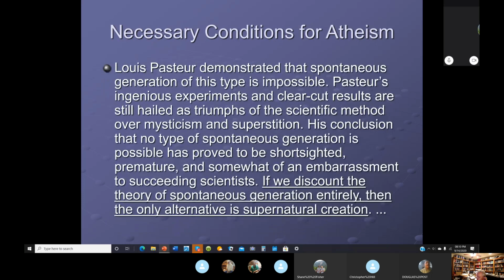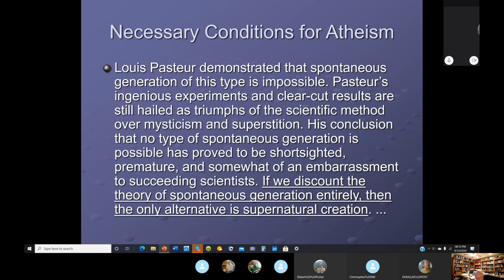Now, right here, this is a quote from an atheist, and Louis Pasteur demonstrated that spontaneous generation of this type is impossible. That's macroevolution. He said it's impossible. Louis Pasteur was right. Pasteur's ingenious experiments and clear-cut results are still hailed as triumphs of the scientific method over mysticism and superstition. They thought an animal would just come out of the mud and so the mud would turn into a frog.